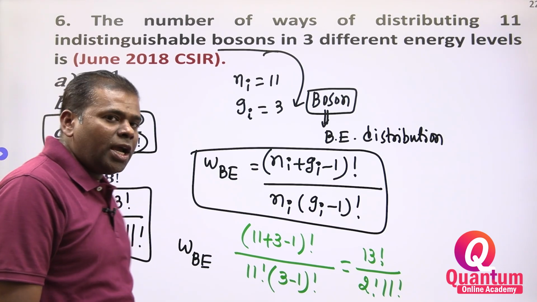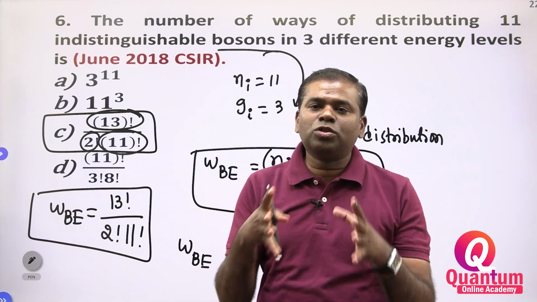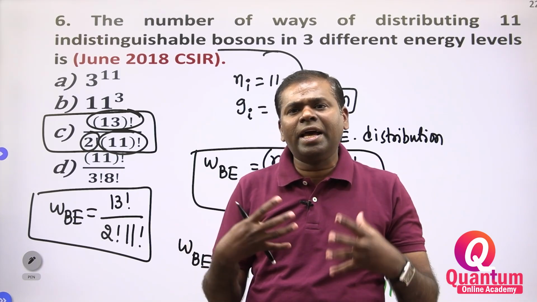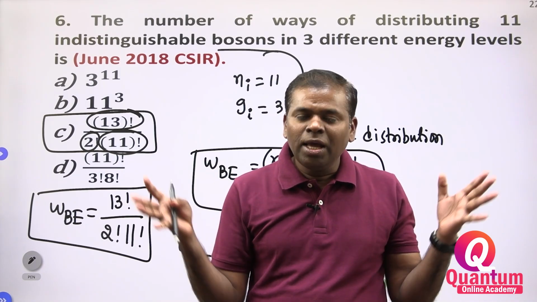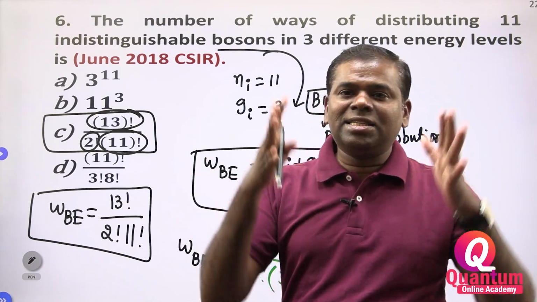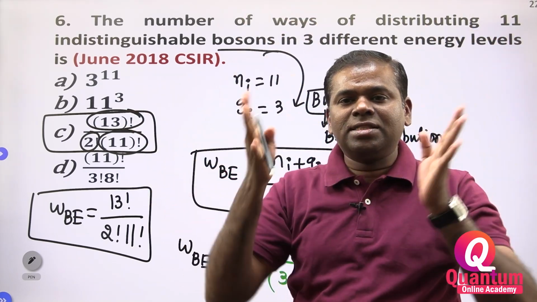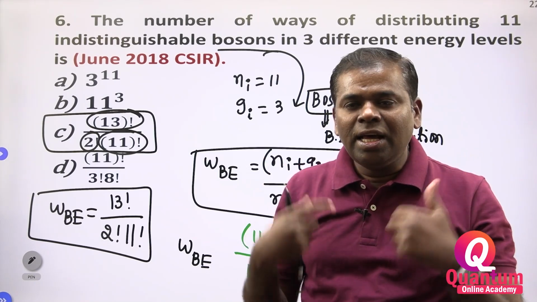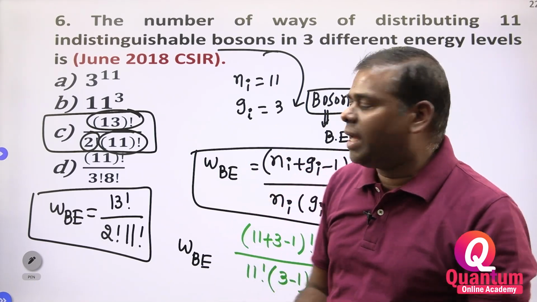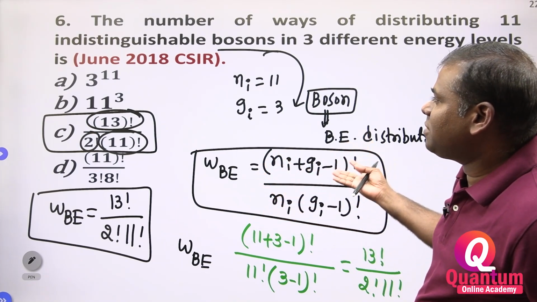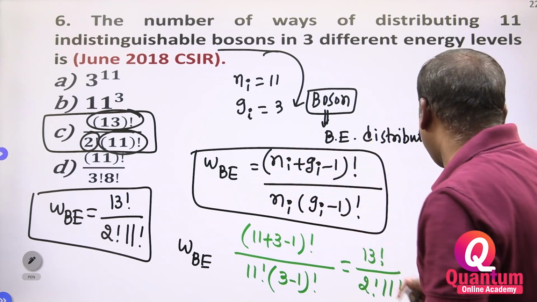This is a very important question. This one belongs to the classical statistics, number of ways. The boson is a quantum statistical particle only, but we have to describe statistics in two ways: one is the classical statistics, another one is the quantum statistics. The distribution laws are there, and if you learn the distribution laws, it is very easy to identify that one.